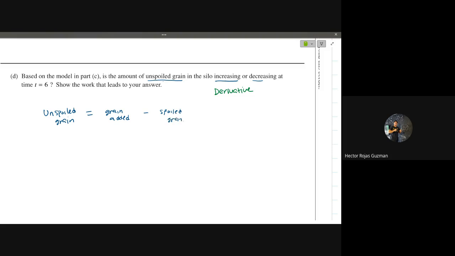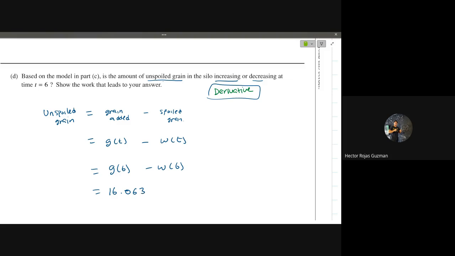So is the amount of unspoiled grain in the silo increasing or decreasing? Well, the grain being added is represented by g of t, and the spoiled grain is w of t. But these are already rates, right? So technically, we don't even have to derive. We just have to figure out what g of 6 and w of 6 give. That's going to give us, plug it into the calculator, 16.06.